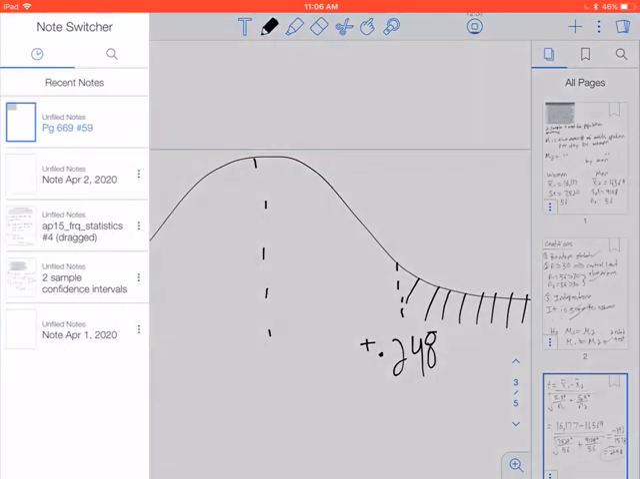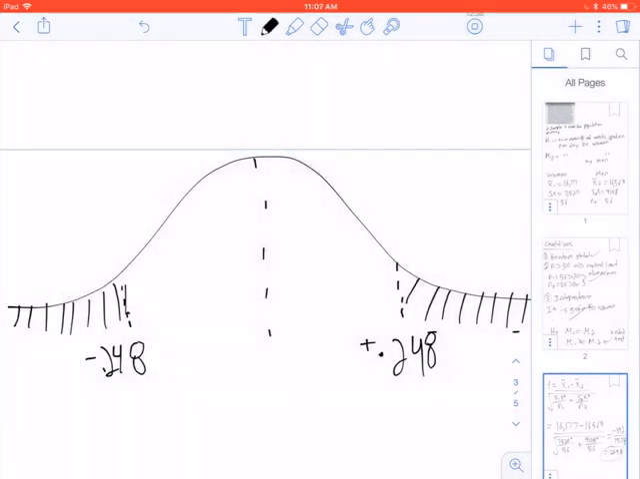Struggling. I deleted everything. Good Lord. Come back. Okay, there we go.